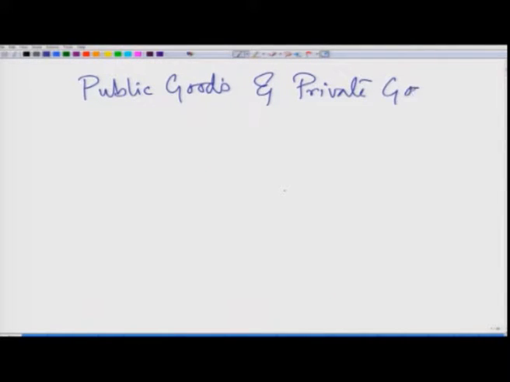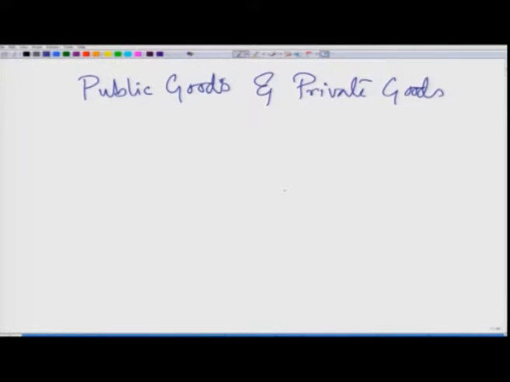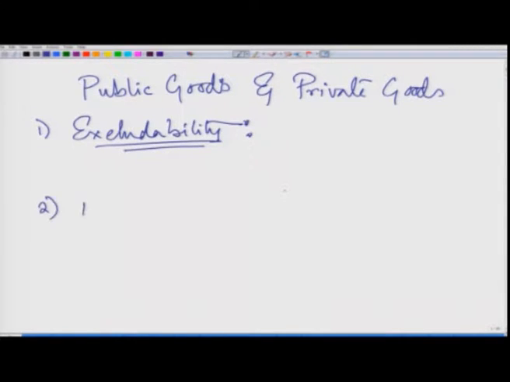There are basically four types of good, which we will slowly learn. A kind of good has certain characteristics in terms of its economic values, which we define based on two important parameters. Number one is excludability, and number two is rivalry in consumption.